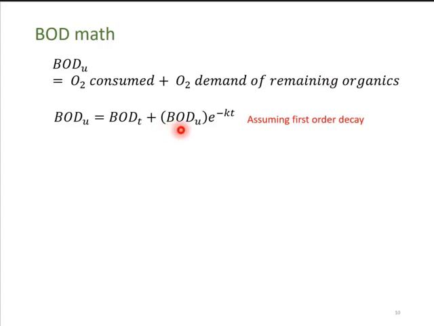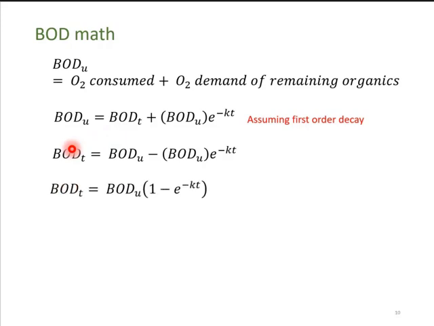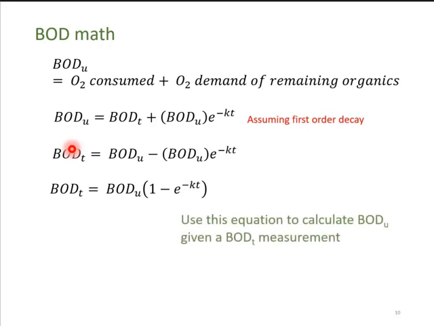If we model the oxygen demand of the remaining organics as a first order decay, we can use BODU e to the minus kt. The oxygen consumed is the BODt that we measure. And you can do a little bit of math. I'm going to bring the BODt to the other side and collect terms to get this equation. This equation can be used to relate BODt, which is normally measured in the lab, to BODU if you know the reaction rate.